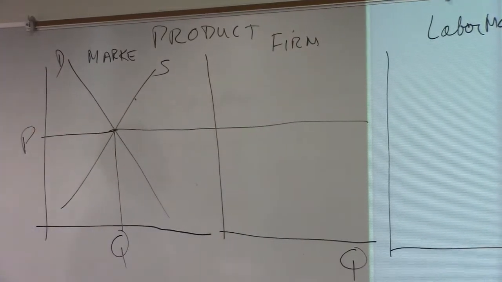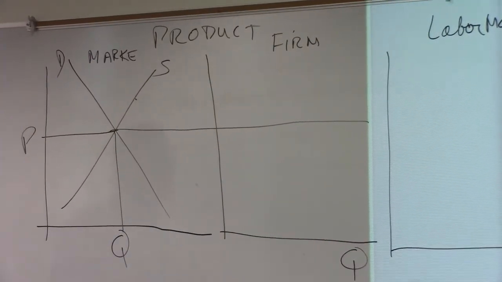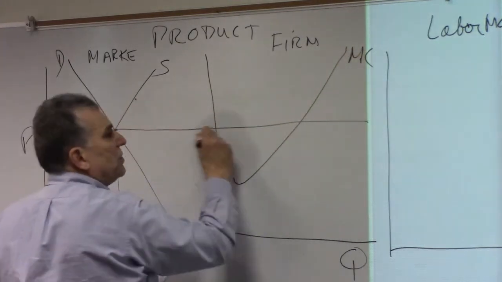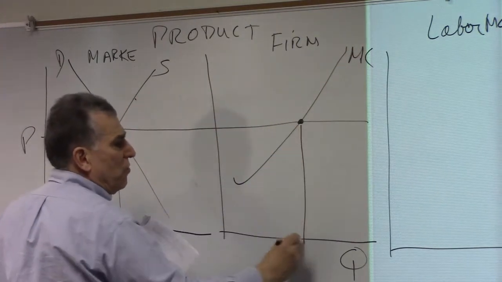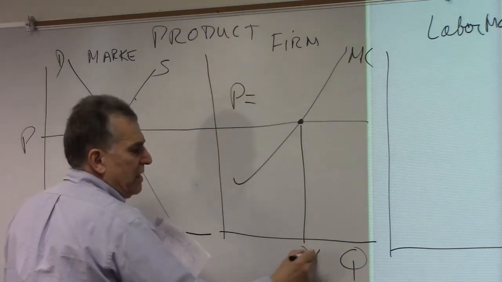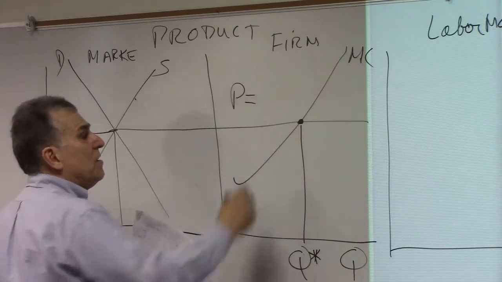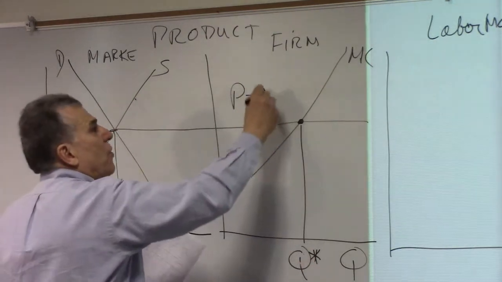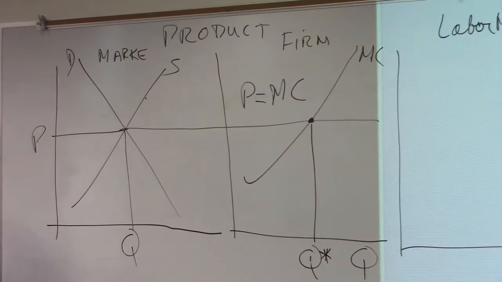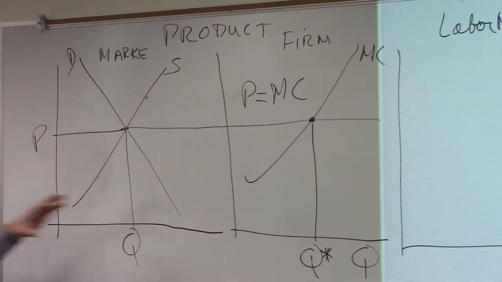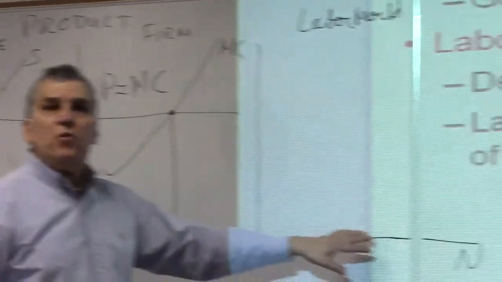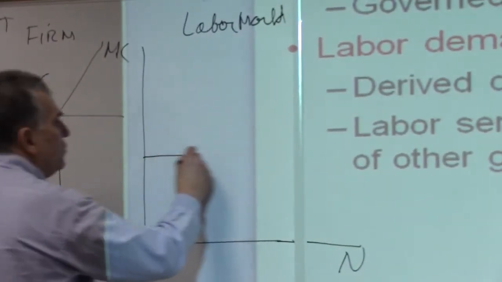Which level of Q maximizes profits? Remember, that decision is determined by the intersection of the price given in the marketplace and the marginal cost curve. The rule of thumb is that the Q that maximizes profits, or Q star, is that level of output where P equals MC. Price is equal to marginal cost. This decision determines the amount of labor the firm will hire at any wage rate.